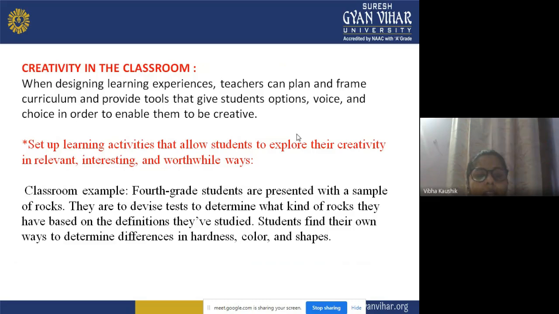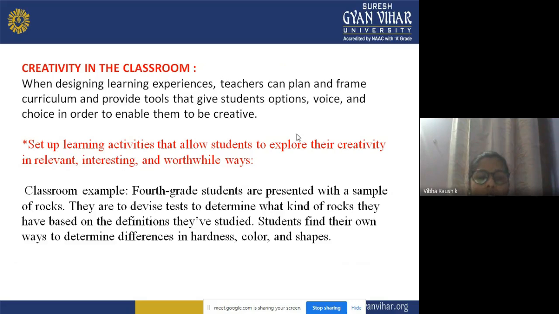When designing learning experiences, when the teacher is planning the teaching-learning process, he must design the learning experiences which the learner will get. The teacher can plan and frame the curriculum accordingly, so that creative thinking is developed among the students, and provide tools that give students options, various ways, voice, and choice in order to enable them to be creative.